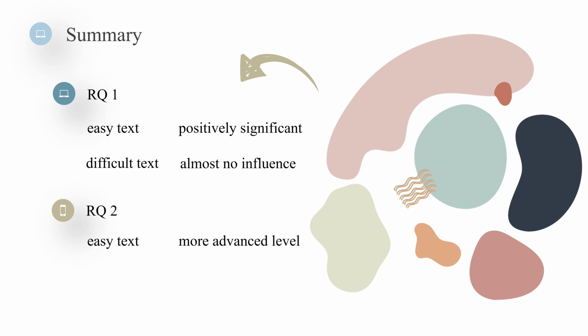Regarding the second research question, for the easier text, background knowledge emerges to impact on the reader's comprehension at more advanced proficiency level, whereas for the more difficult text, the impact of background knowledge on the reader's comprehension is no significant distinction among three proficiency levels.